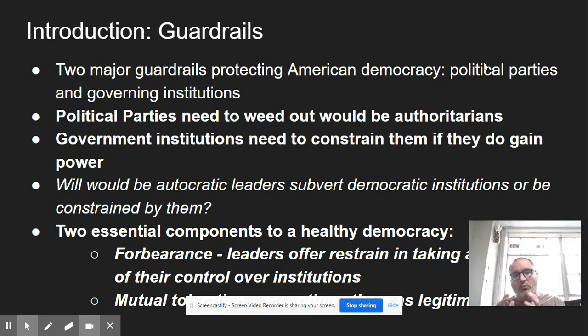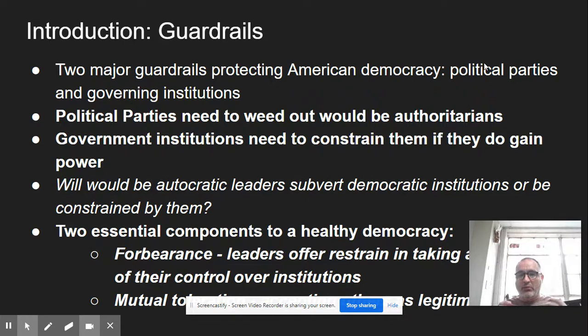So the question is, will autocratic leaders subvert democratic institutions or be constrained by them? If you do have an autocratic leader, someone who comes into power, will the institutions constrain that person, or will that person be smart enough to deconstruct those from the inside?